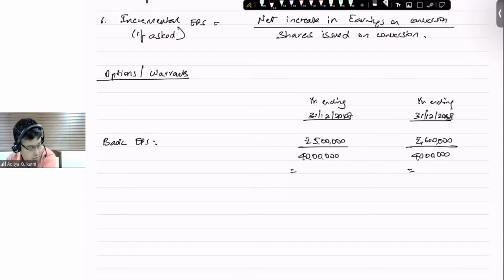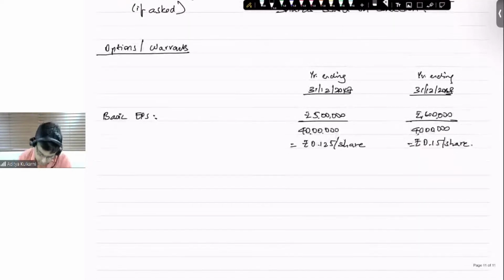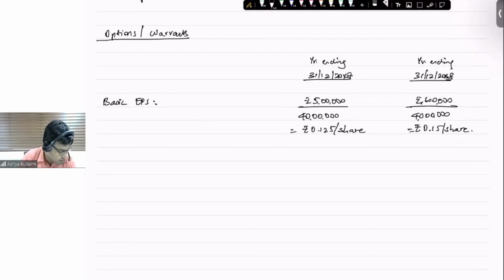Five by 40 is 0.125 per share, and this is 0.15 per share. Okay, so ये हो गया basic EPS.